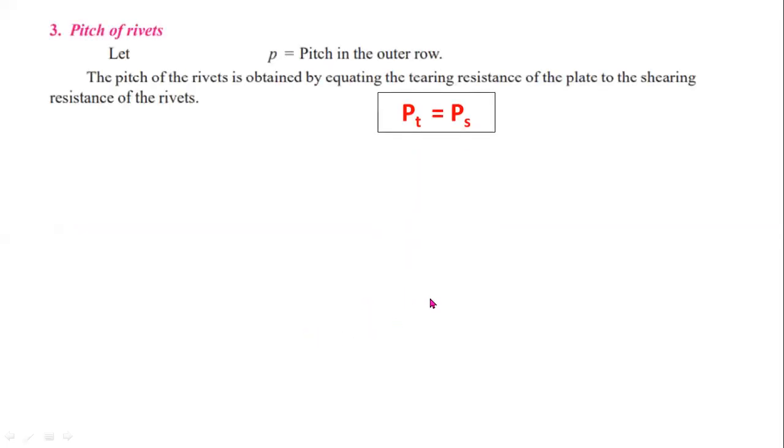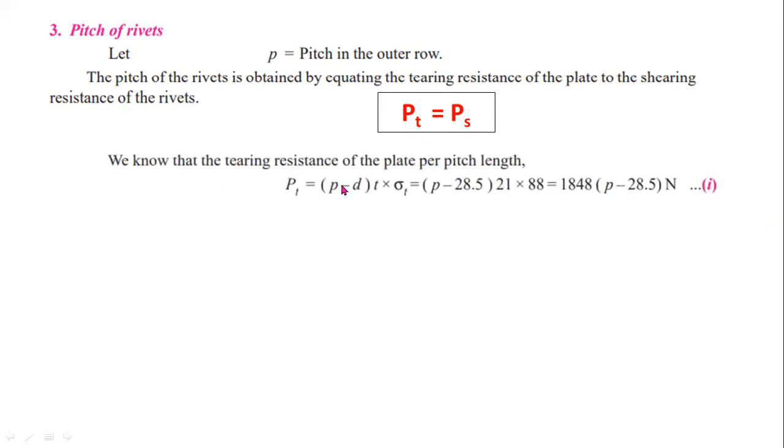For determining the pitch of the rivets, you have to equate these two values. Already we know the formula for tearing strength: Pt equal to (p minus d) into t into sigma t. The answer is 1848 into (p minus 28.5) newtons.